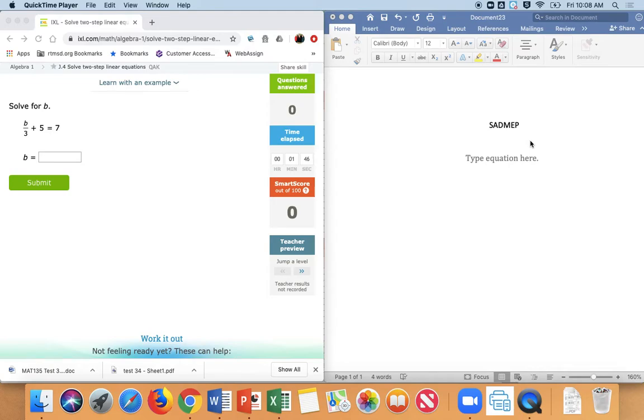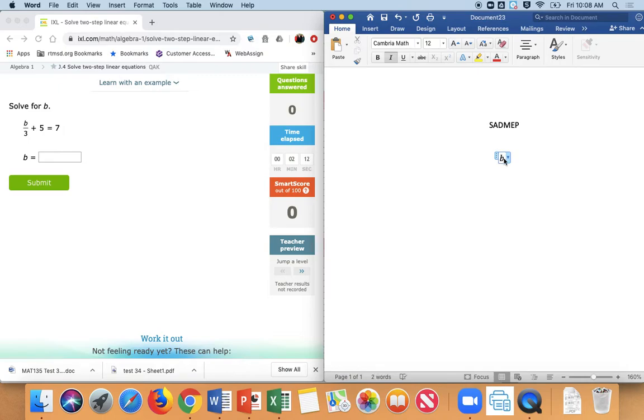First thing I want you to notice is at the top, I wrote SADMAP. All right, now SADMAP is just PEMDAS backwards. So when we're trying to solve an equation, we want to undo order of operations. So we're going to actually deal with subtraction and addition first, then division and multiplication, then our exponents, then our parentheses.